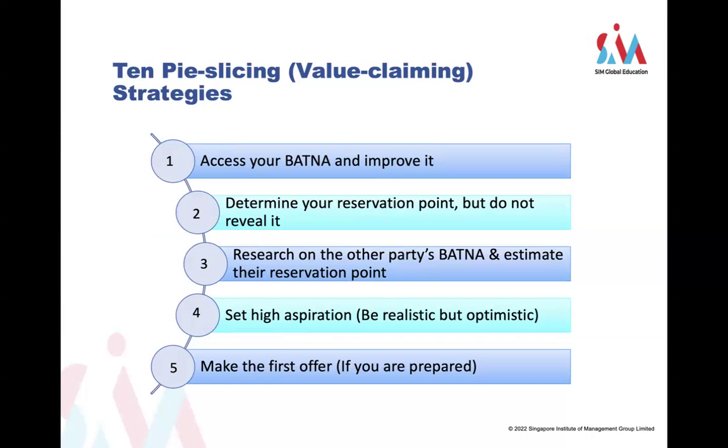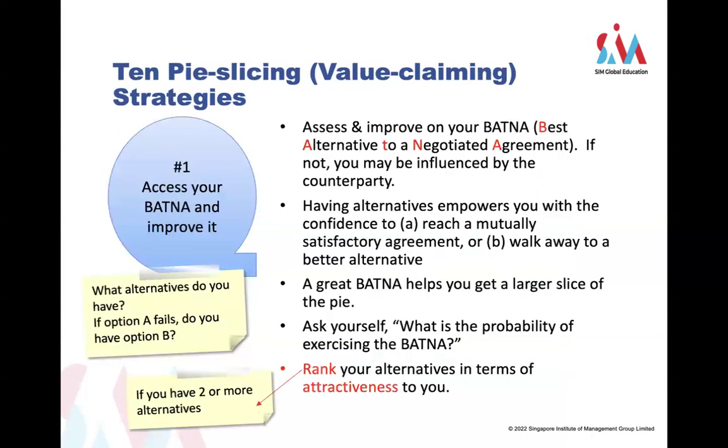First of all, assess your BATNA and improve it. We know that BATNA means the best alternative to a negotiated agreement. That means your plan B. So if you're not able to get a good deal in this negotiation, what you can do is to walk away and exercise your plan B. So it is very important for us to have alternatives so that we have the confidence to walk away, knowing that there is another option for us.